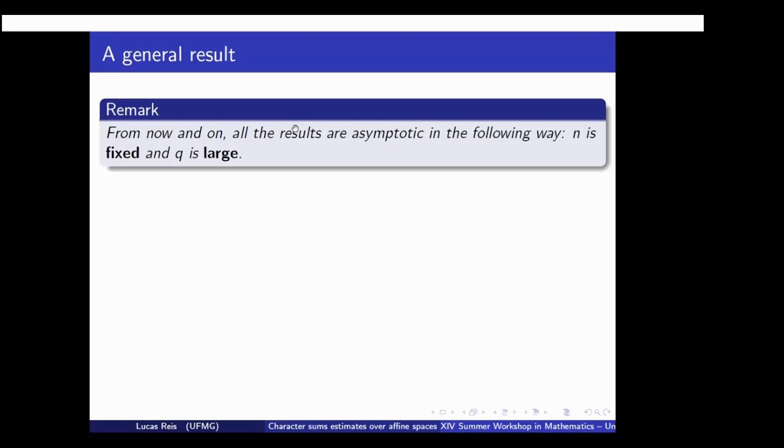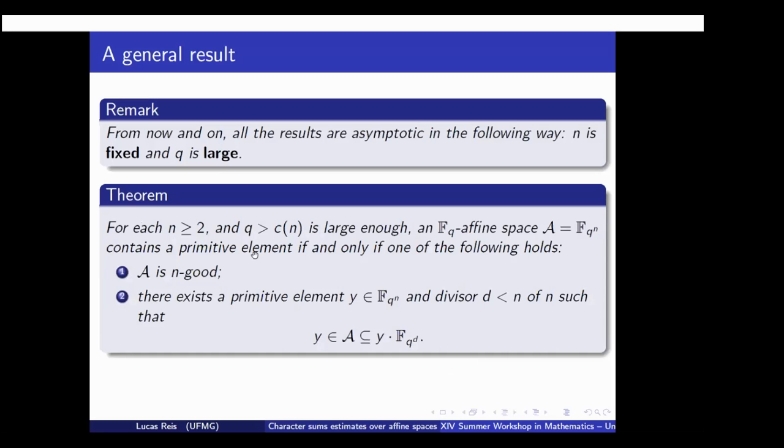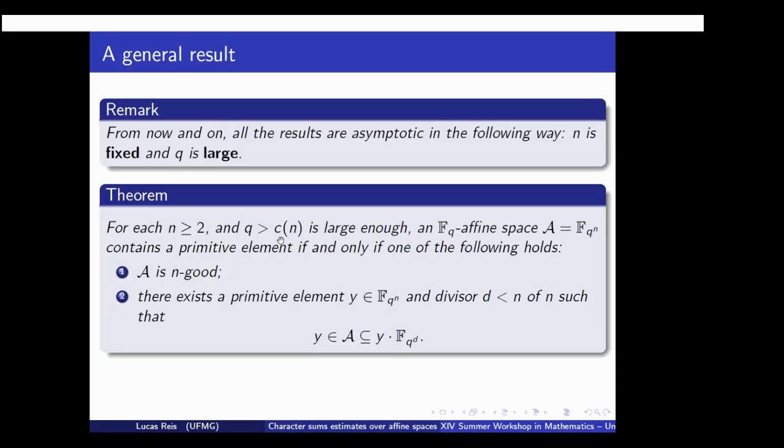So from now on, all the results will be asymptotic. So we assume that n is fixed and q is large enough. And so here is a generic theorem that we can obtain from this proposition. It basically characterizes the affine spaces containing primitive elements.